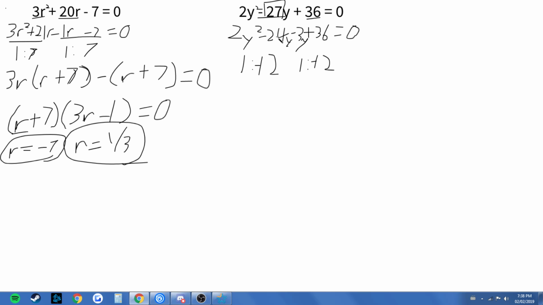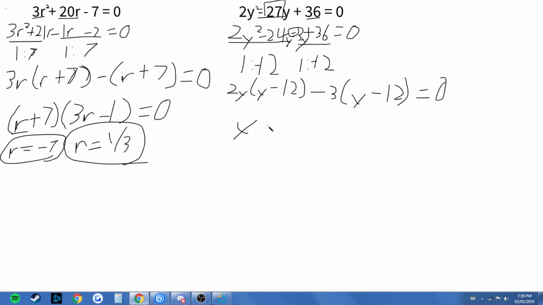And then we can factor out the like terms. This one would be 2y. This one would be negative 3, because the first term has a negative. So 2y times y minus 12. Then minus, factor out the negative, minus 3 times y minus 12 equals 0. Now we know that one bracket will have y minus 12.